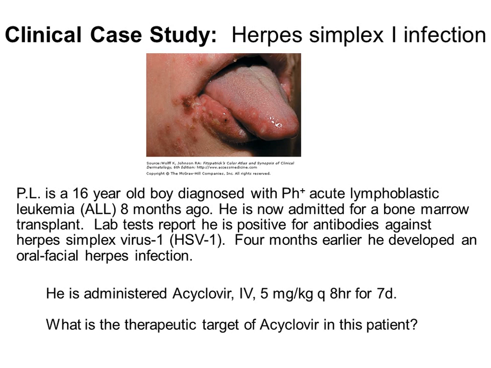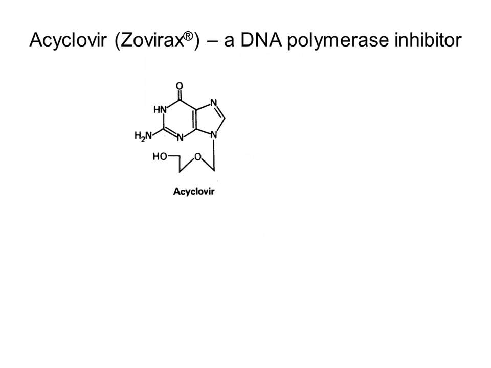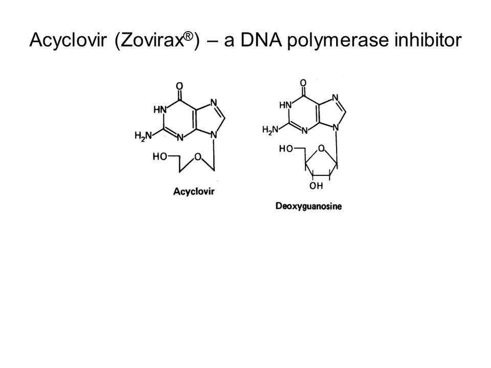So what is this stuff? What does it do? Well, here's the structure of acyclovir. So purine or pyrimidine? What's it look like? Purine, right? Double ring structure. But, got a sugar? No sugar. So deoxyguanosine, the native purine that it most resembles, right? Here's deoxyribose.